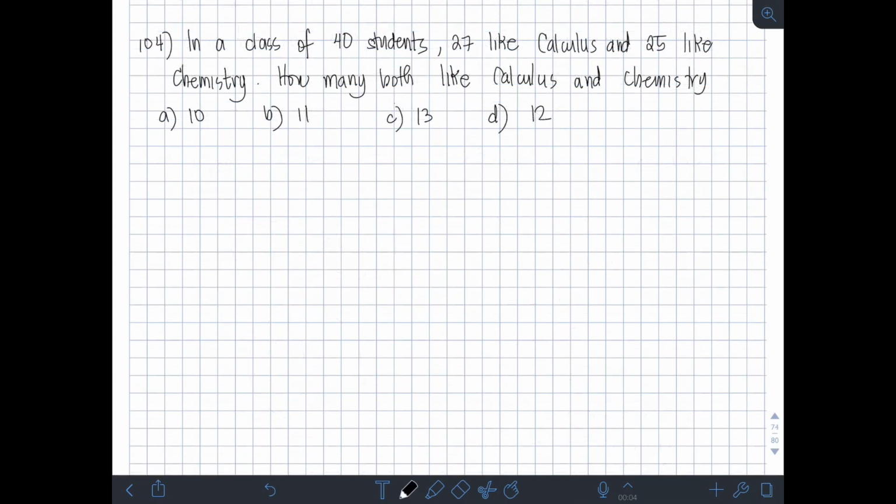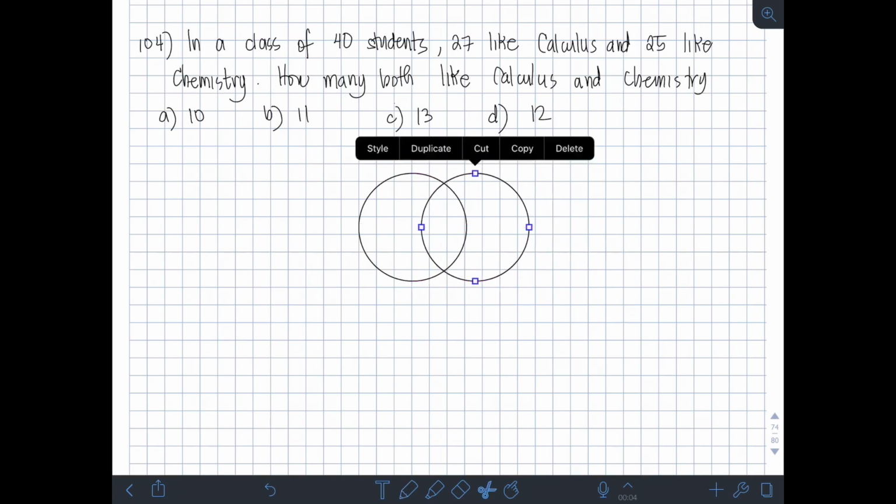Okay. Next, we have, in a class of 40 students, 27 like calculus and 25 like chemistry. How many both like calculus and chemistry? Okay, so pwede tayong gumawa ng Venn diagram dito. Okay, so gawa tayo ng dalawang circle na merong common intersection. So let's say yung unang circle yung calculus subject and then yung pangalawa yung chemistry. Yung overlapping dito sa gitna, ito yung common sa kanila. Ibig sabihin, ito yung hahanapin natin sa problem. Yung students na parehong gusto yung chemistry tsaka calculus.